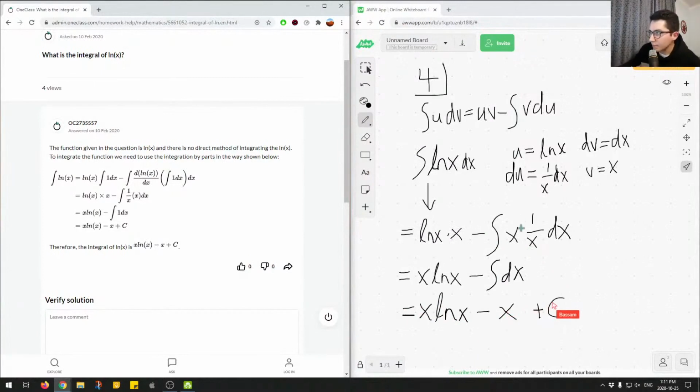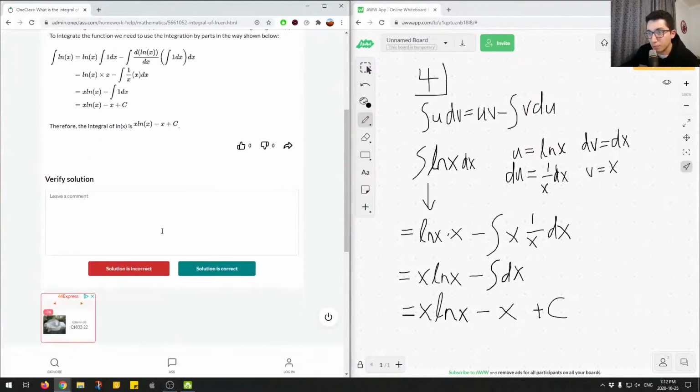So you can see how this is useful. It's difficult to evaluate the integral of ln x without splitting it up into integration by parts and then ending up with this solution. And we can see that the junior tutor obtained the same answer as shown here. So we'll mark this solution as correct. Correct answer. Great job. And we'll go to the next question.